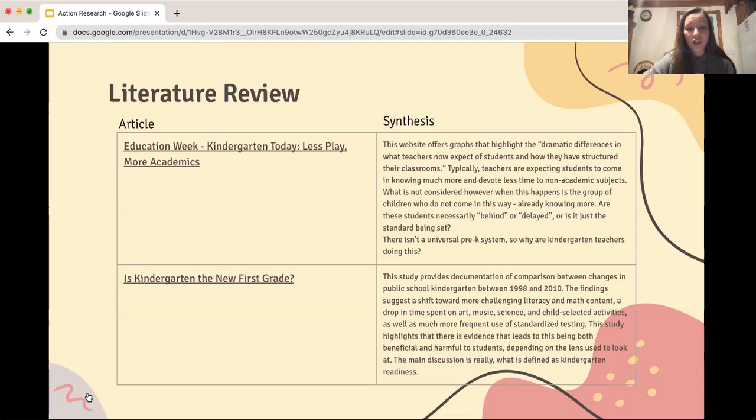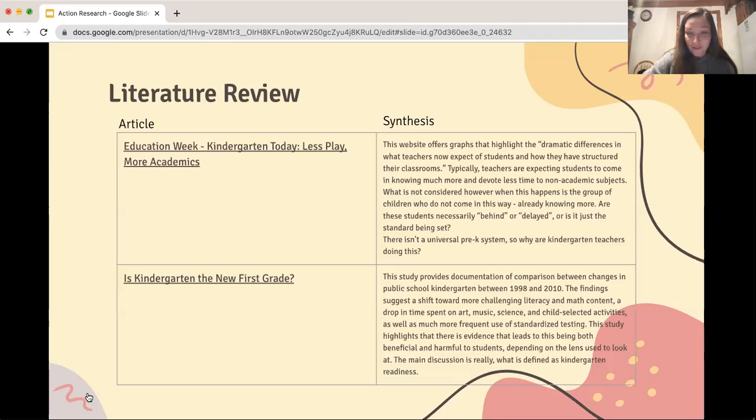And we know there isn't a universal pre-K system. So what is it that's making kindergarten teachers do this? If there's no universal pre-K, if we know not all students are going to school prior to kindergarten, why are we setting the bar so high of what students should already know prior to coming into my classroom?